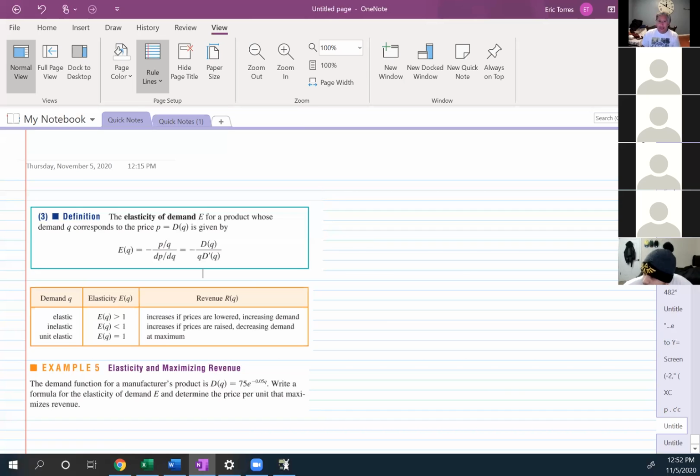That says if my price is increased, my demand will go down enough that my revenue will go down. So I lower my price and my revenue goes down because of a decreasing demand. Okay, so increasing prices decreases demand.